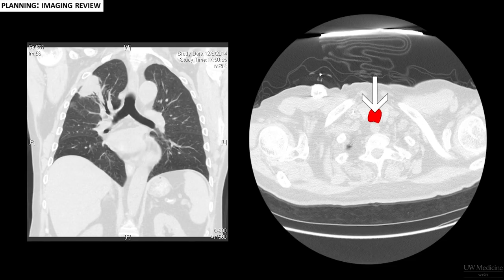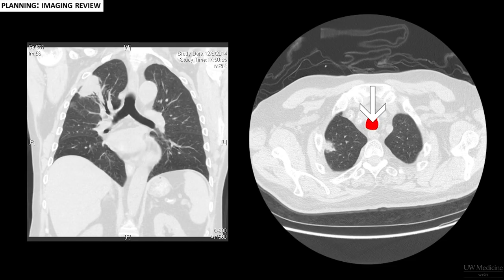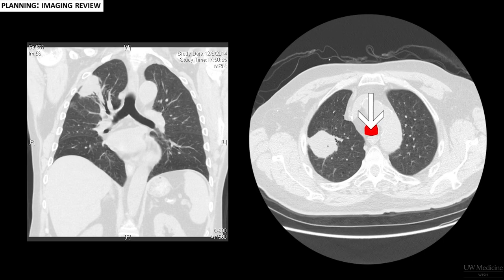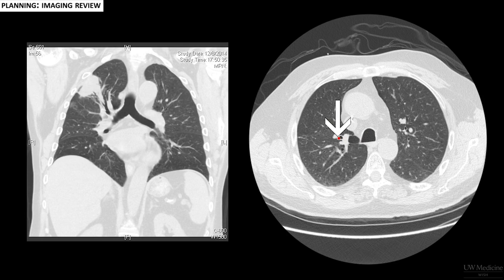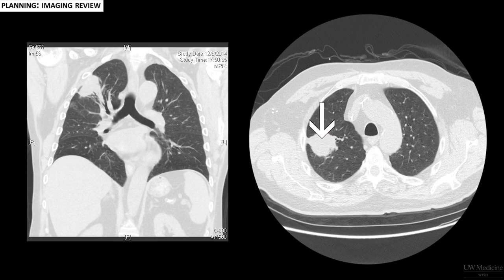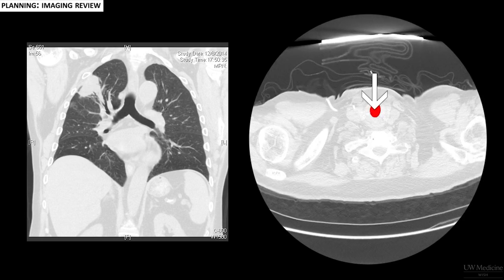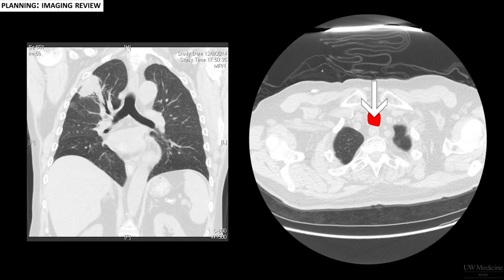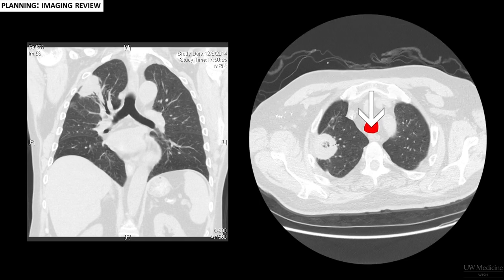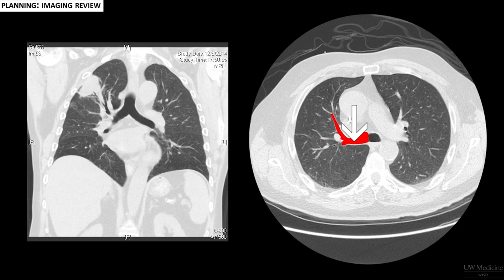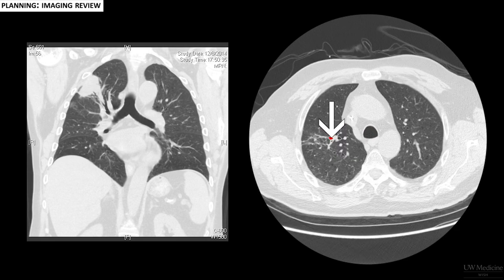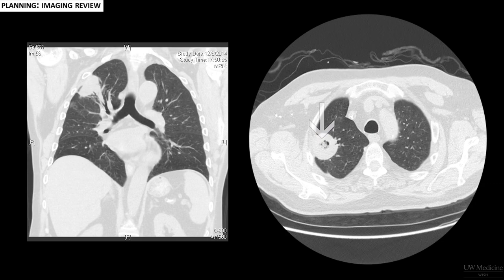Before getting started, you should review the imaging carefully to identify which subsegmental airway leads to the biopsy target. Typically, we do this by following the airways while scrolling through the CT, performing a virtual bronchoscopy. In this example, the target lesion is a right upper lobe mass. When scrolling through the images, you can see that the bronchoscope must enter the apical segment and then a lateral branch of the apical segment to reach the target lesion.